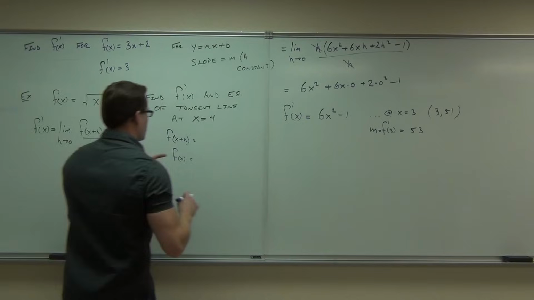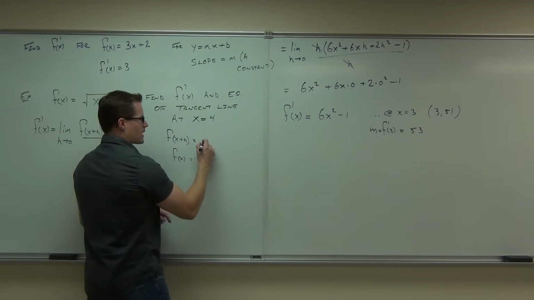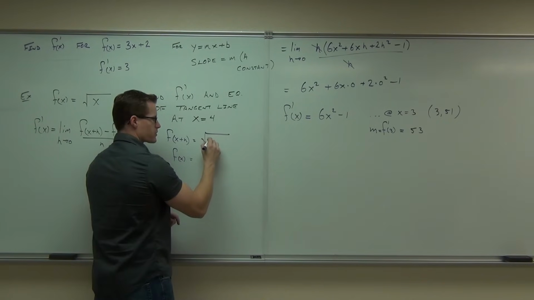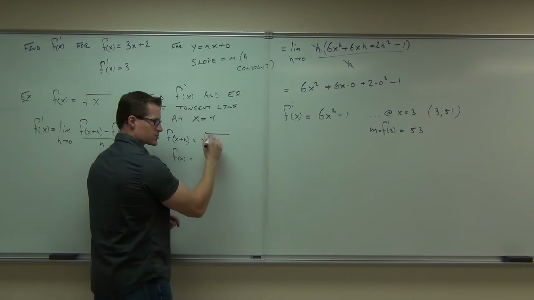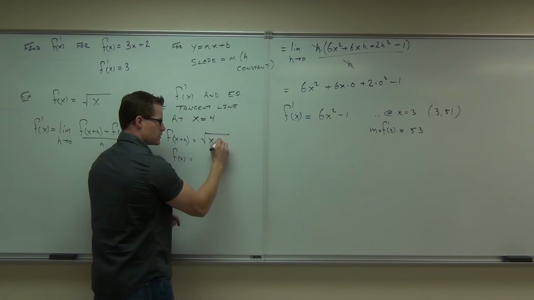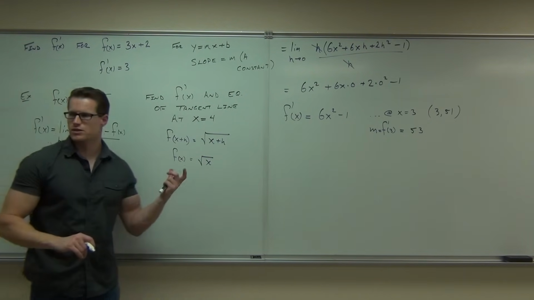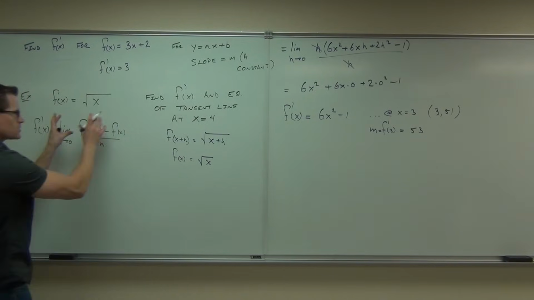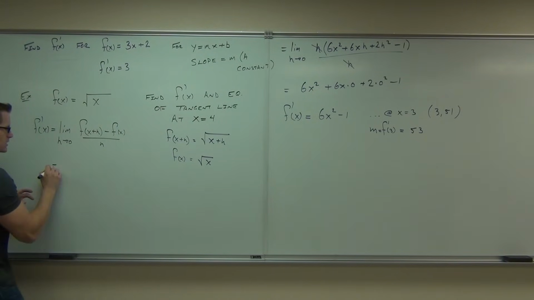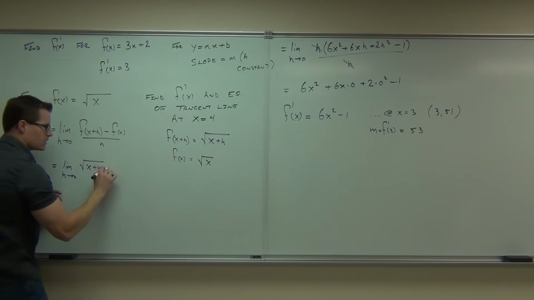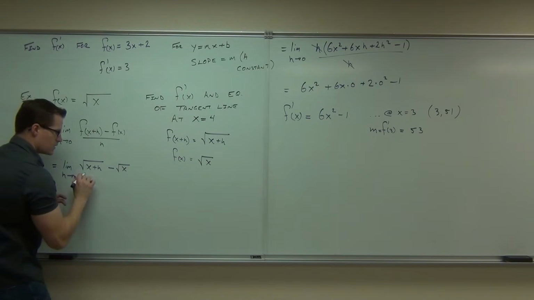So here, for f of x plus h, I'm going to have the square root of what? Square root of x plus h, or x plus h? X plus h. Hopefully like that. F of x, well, that's just square root of x. Did you get those two things correct? Now we just have to substitute those into their respective places. So this is going to give us the limit as h goes to 0 of the square root of x plus h minus the square root of x all over h.